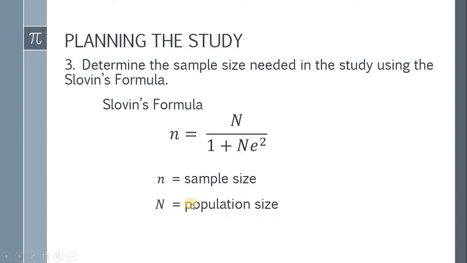Yung capital N must be the population size o yung estimated population size. And yung e is the margin of error. Ito yung chance na magkakamali yung study mo. Okay? So let's have some example.